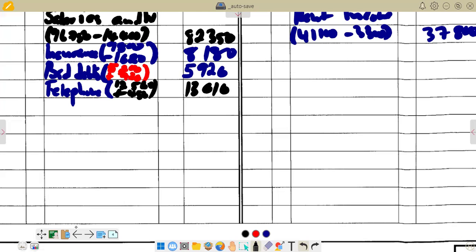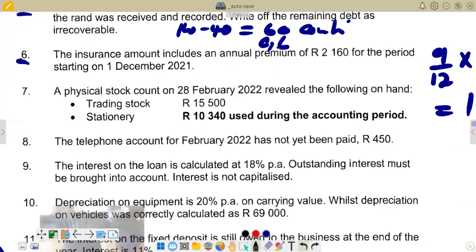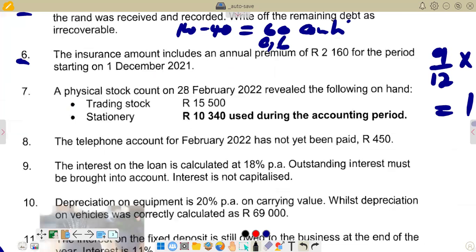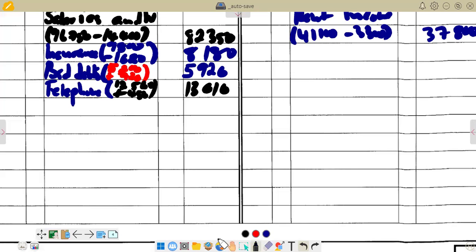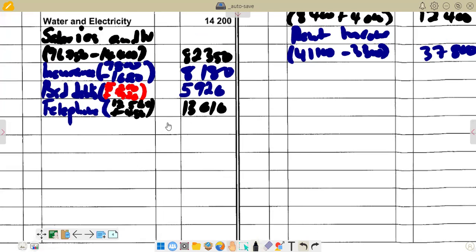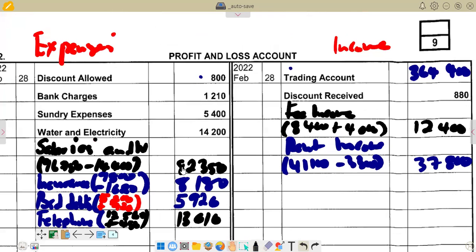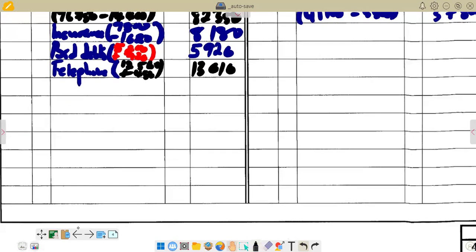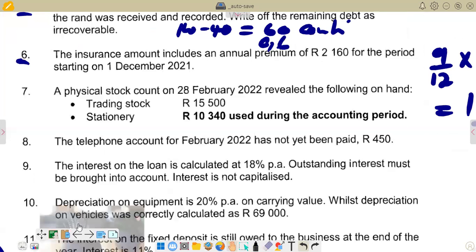We go back again in the list of balances to see what is the next one that we have. After telephone, we have got water and electricity. We check if it's prepaid in our answer section. You see that water and electricity is prepaid, so we are not going to adjust that one. We leave that one. We go to the next one after water and electricity.